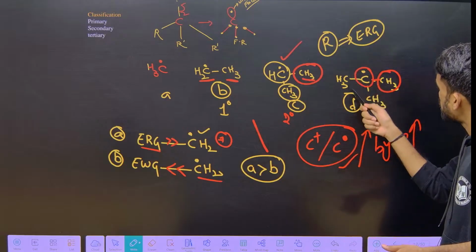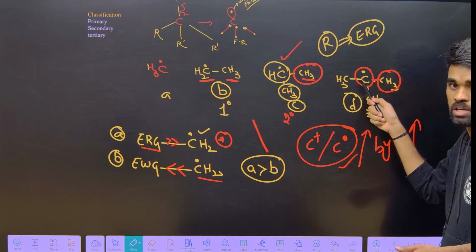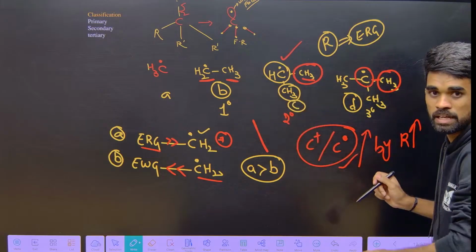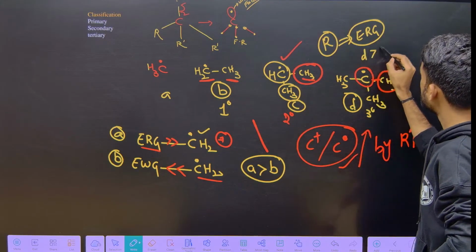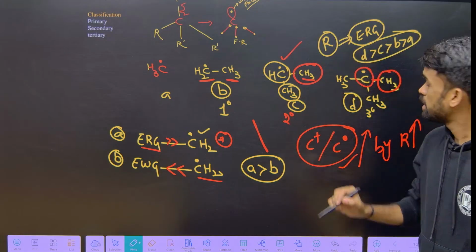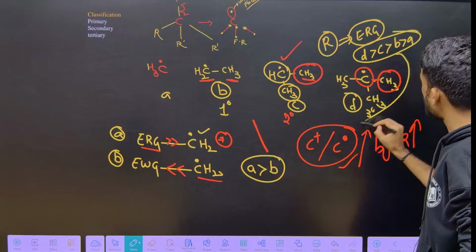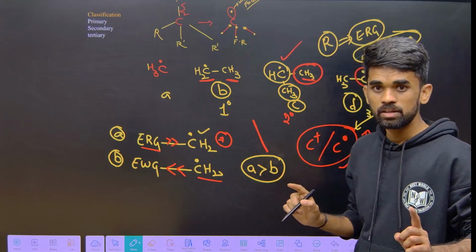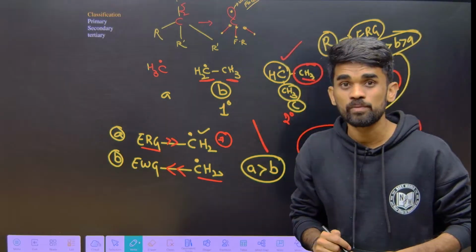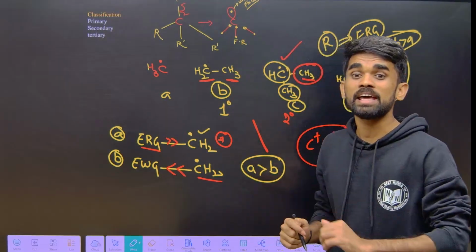So with more alkyl groups around the radical, which is more stable? D. So tell me the order of stability: D, C, B, A. Easy, right? This is the scenario in the case of carbocations and free radicals. Now what is the case for carbanions?